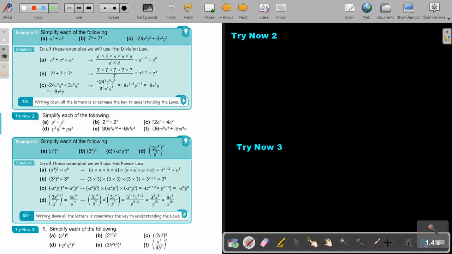Okay, I'm going to try to put it here again. Okay. Simplify each of the following. So in this case, it's now divide.